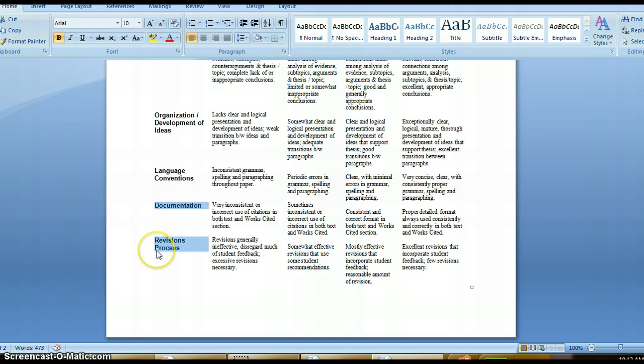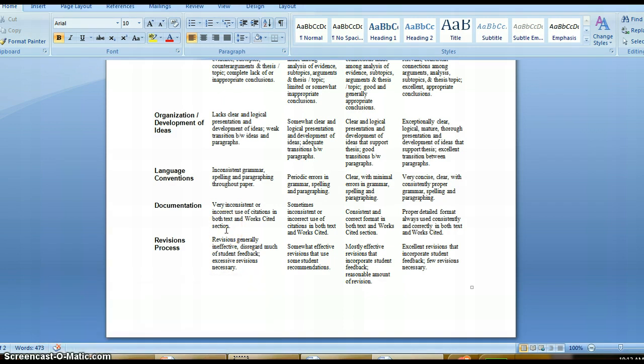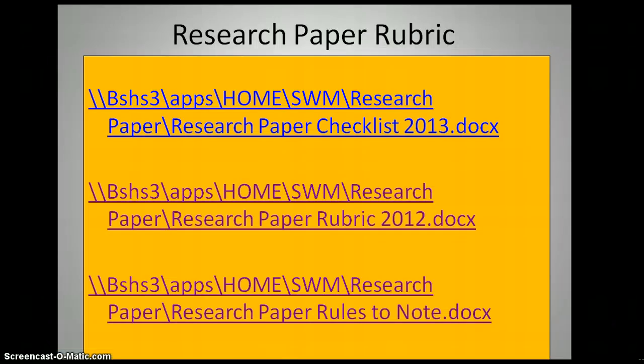And the revisions are something we're going to give class time to do on November 1st. So that should not be a problem, okay? Language conventions, again, easy for you to get 40 points on, because that's something that can be checked easily, okay? And again, I'm not going to insult your intelligence by reading through the whole thing. But if you have any questions, please ask me.